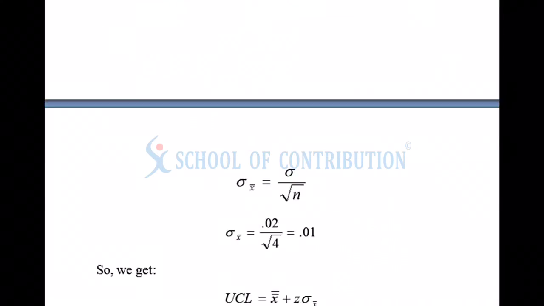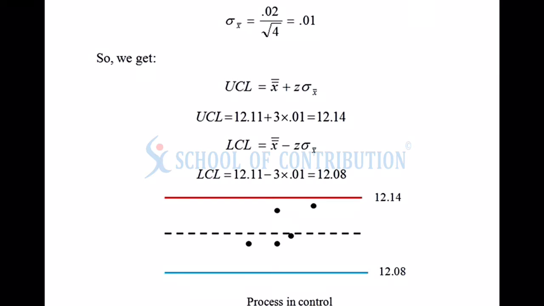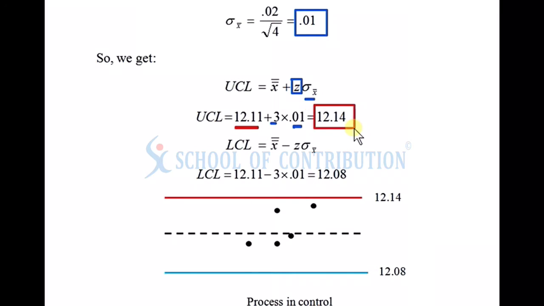So we put 3, the value of z is 3. Value of sigma x, as we know, is 0.01, and we also know the value of x double bar is 12.11 from the above. Once we multiply and add up, ultimately we get 12.14. So this is the value of the upper control limit.